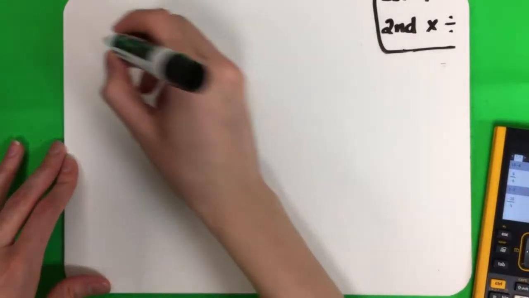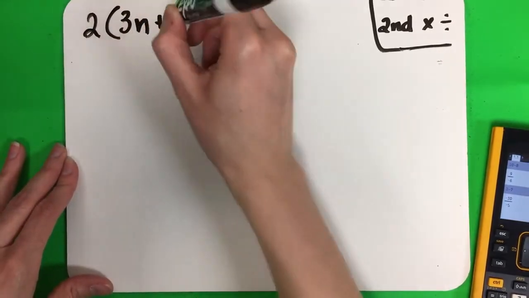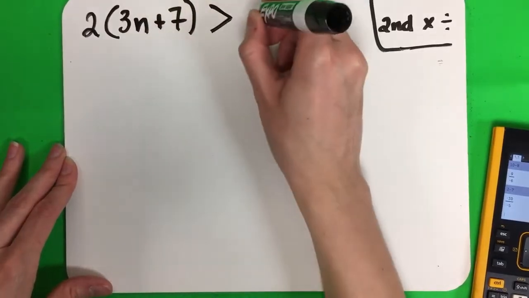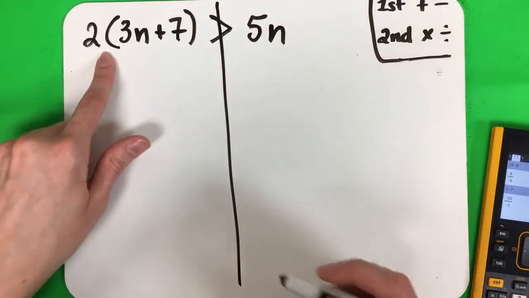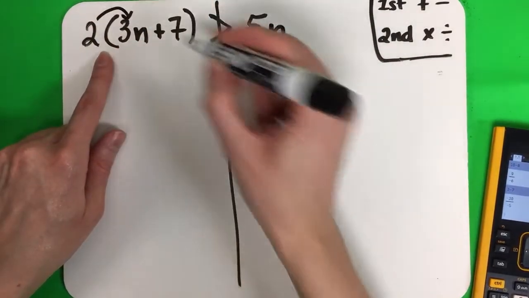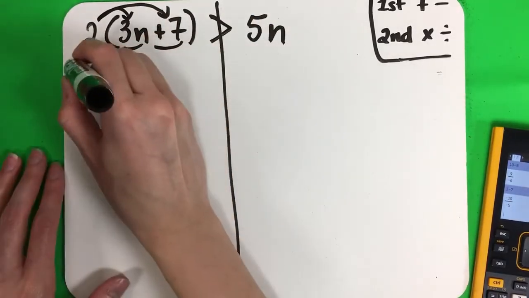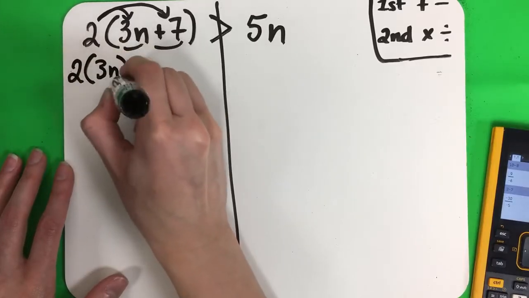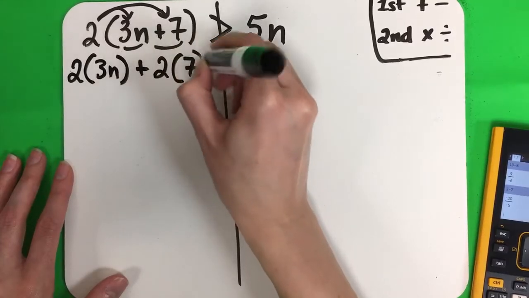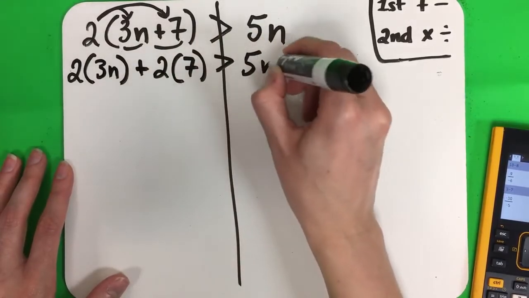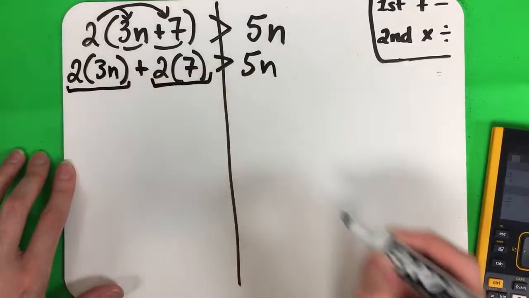Okay, next one. 2 times (3n plus 7) is greater than 5n. Draw your line. Parenthesis first. You're going to do 2 times 3n and 2 times 7. 2 parts here, right? So 2 times 3n, parenthesis, always plus, siempre más. Again, 2 times 7 greater than 5n. Parenthesis first, so 2 times 3n. After, después, 2 times 7.